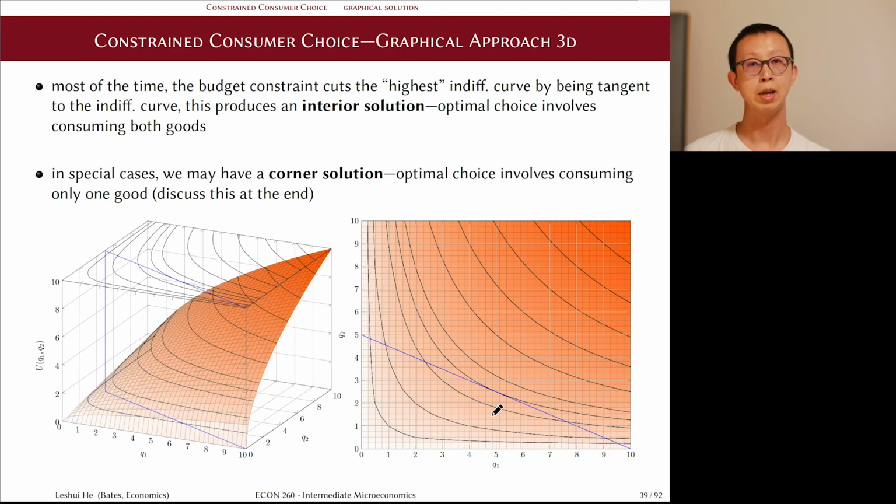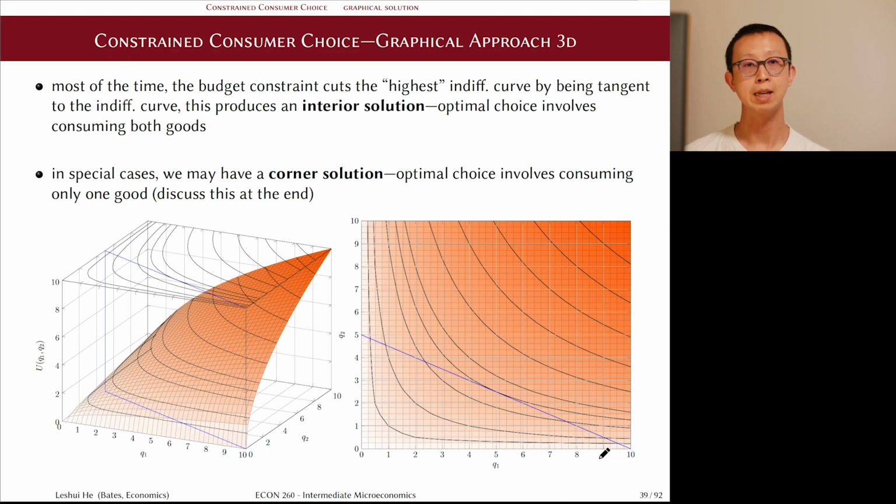What determines whether we have an interior solution or a corner solution is the shape of the indifference curve. We will focus on the interior solution case for now, and we will return to discuss the case that involves corner solutions in a later part of this section. Now we have solved the optimal consumption bundle graphically. This approach is very intuitive, but does not allow us to precisely pin down the exact quantities of good 1 and good 2 that are optimal for the consumer.